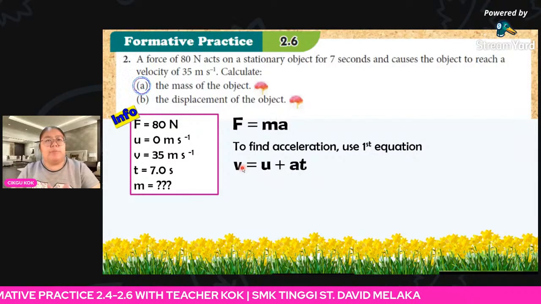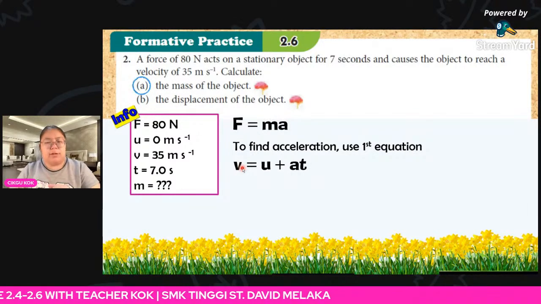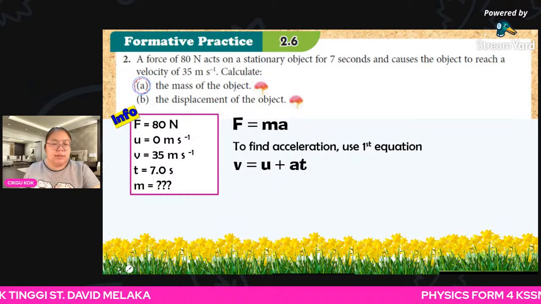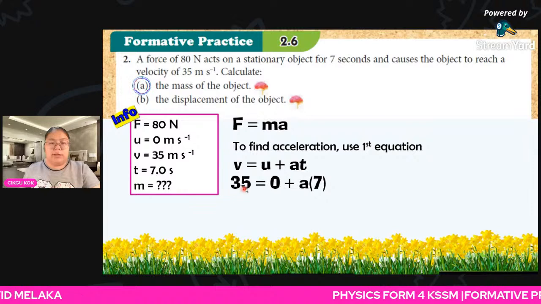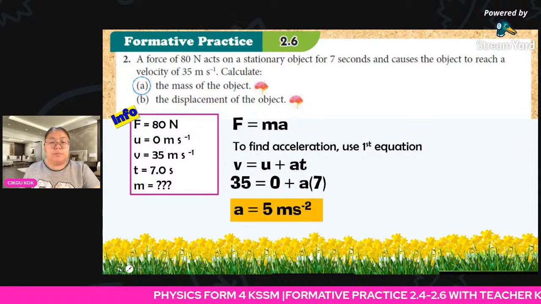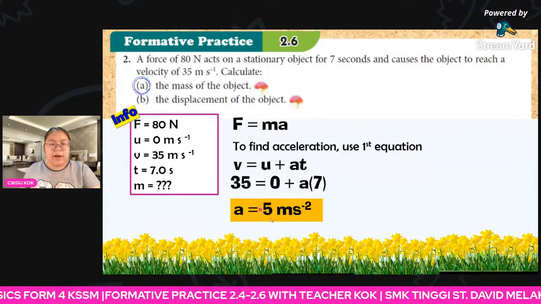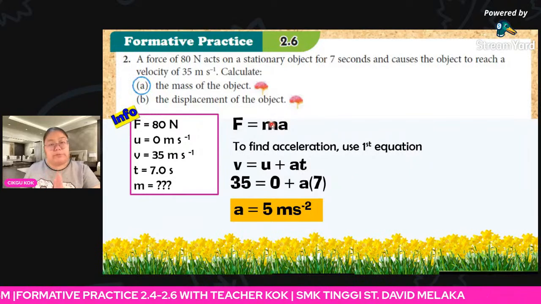The answer given is 16 kilograms. Let's check. We find the A first. From here, 35 equals 0 plus A times 7. So I find that A should be 5 m/s². Then I use the 5 m/s² and apply it to this formula.